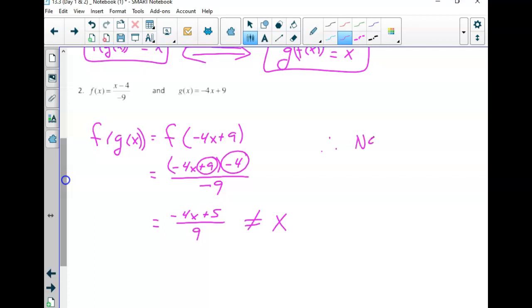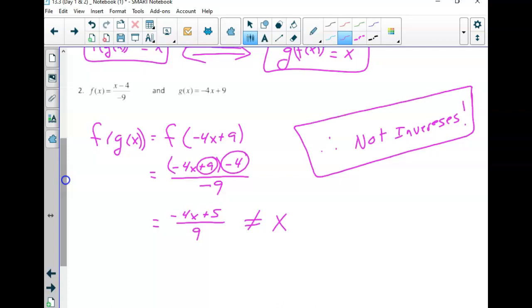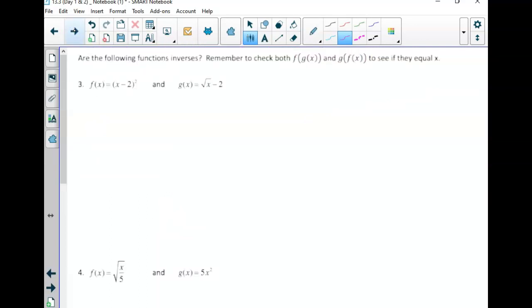Therefore, not inverses, I should say. They are not inverses of each other because it didn't equal just x. As you can see, that's a lot more than x. Why don't you give the next two a try here, and I will be back with the answers.